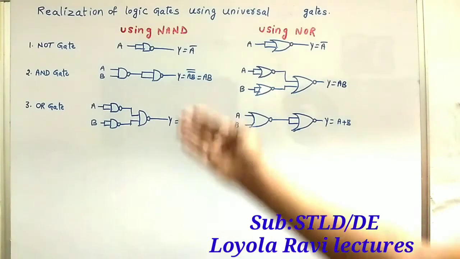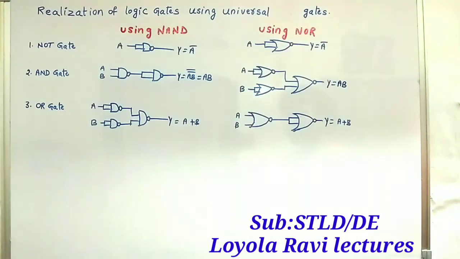Okay, so we have NAND and NOR gates. How we can implement our basic gates, we'll see in this class. First one is a NOT gate. I already told you universal gates are nothing but we can implement any boolean function or any other gates using NAND and NOR.